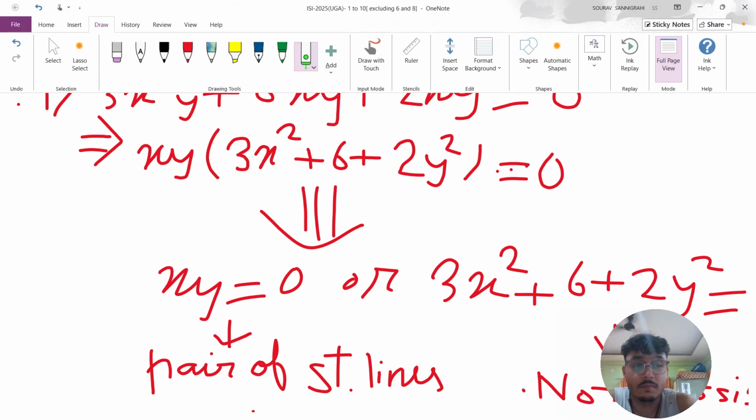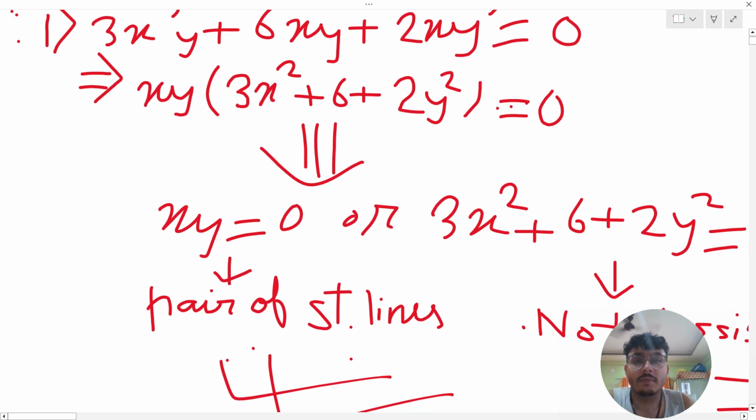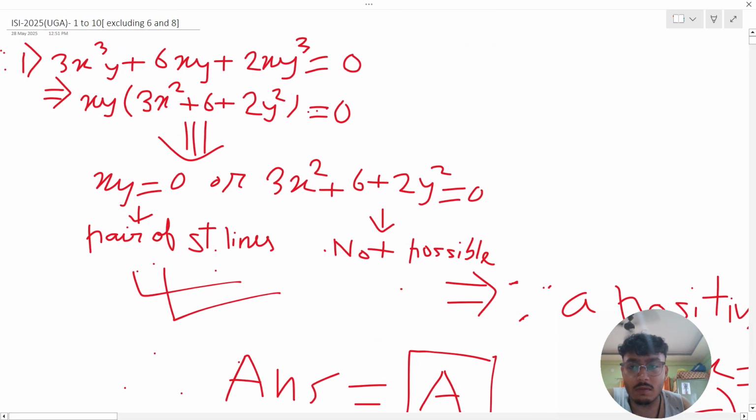While we factorize this, I will very easily take xy common, and I am getting xy into 3x square plus 6 plus 2y square equals 0. From here, I will be getting two different cases. Since the product of two expressions is 0, either one of them must be 0. So that means xy equals 0 or 3x square plus 6 plus 2y square equals 0.